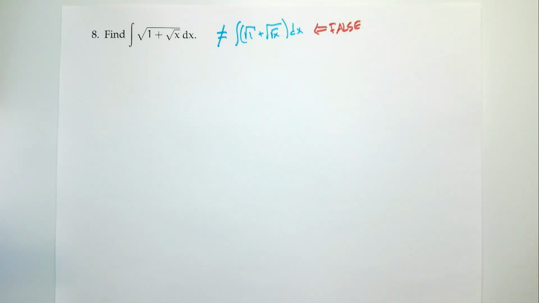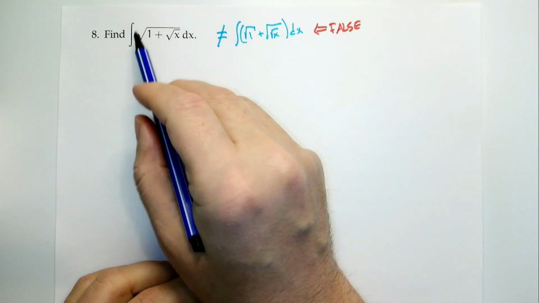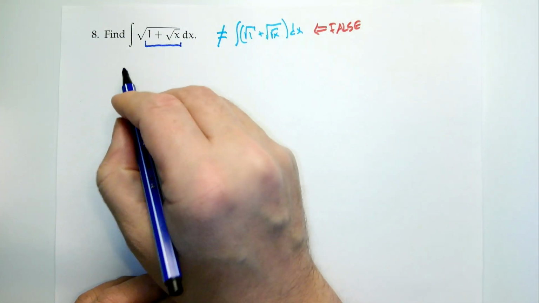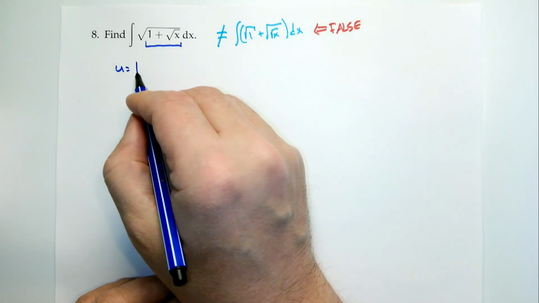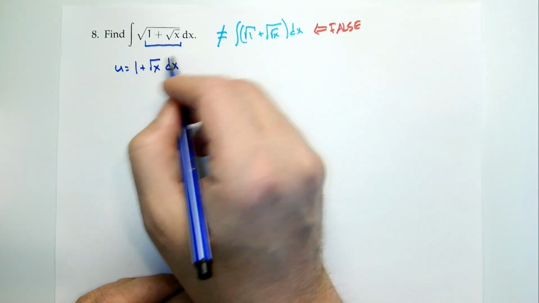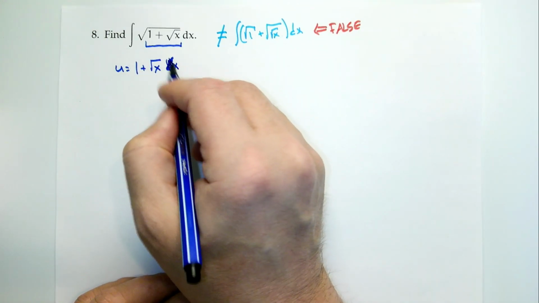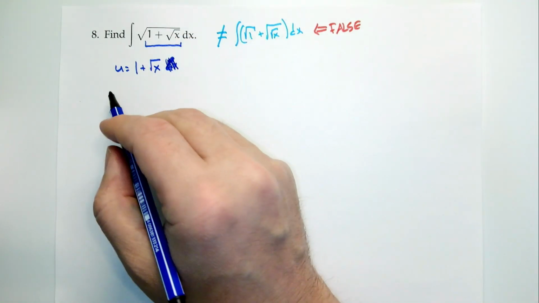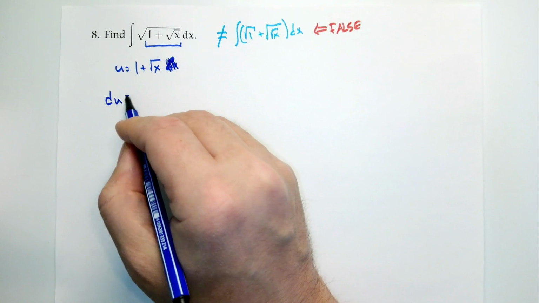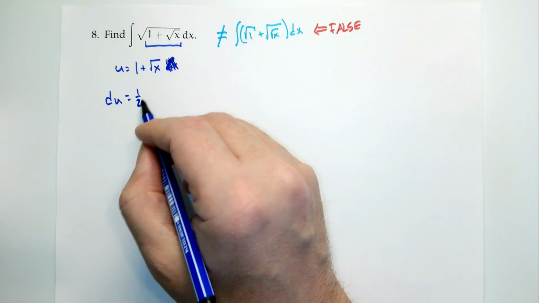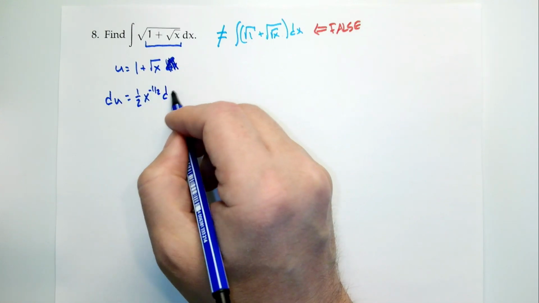So what's a good substitution to make here? Well, I have a square root function on the outside, so let's make our substitution be the inside part. So we're going to let u equal 1 plus square root of x. I got ahead of myself, I'm thinking of the next step. Just 1 plus square root of x. du, derivative of u. Well, this is really x to the half, so 1/2 x to the minus 1/2 dx.